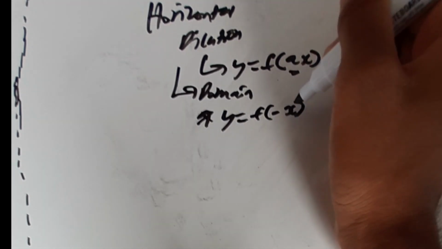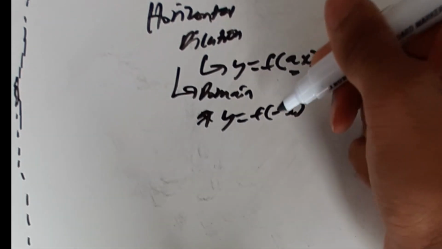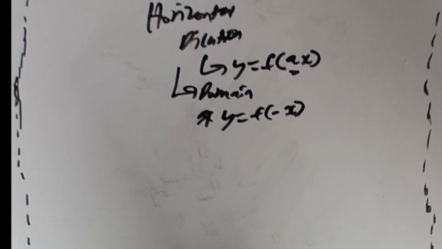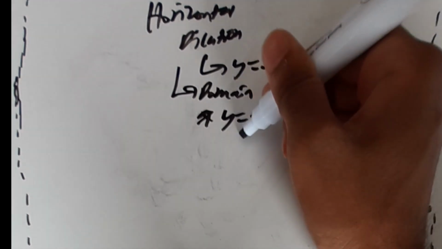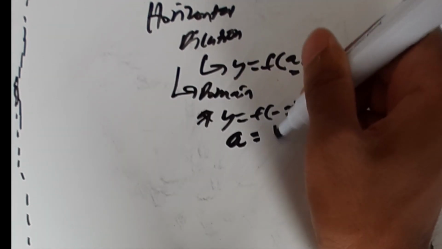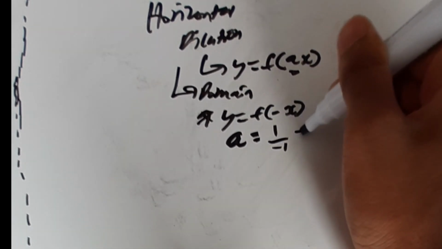A special case of a horizontal dilation is a reflection in the y-axis, which is represented as y equals f brackets negative x, where a is negative 1. It can be observed with a negative sign right there. Also, it can be further observed that this is a horizontal dilation with a scale factor of a equals 1 on negative 1, which is equal to negative 1. In relation to trigonometric functions, the a represents the period of the sine, cos or tan function.